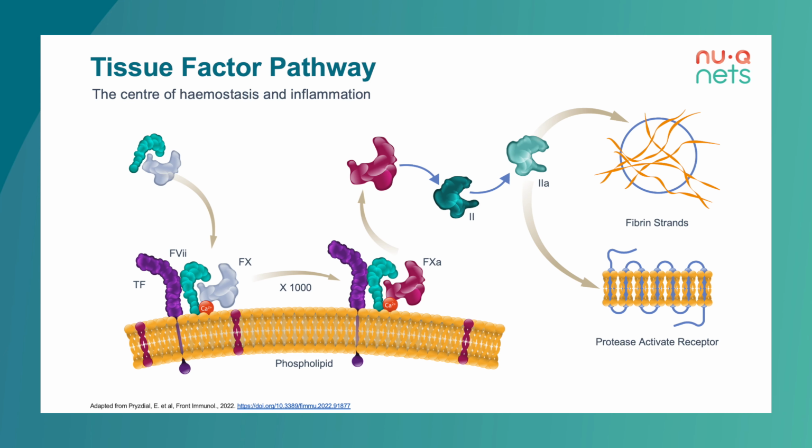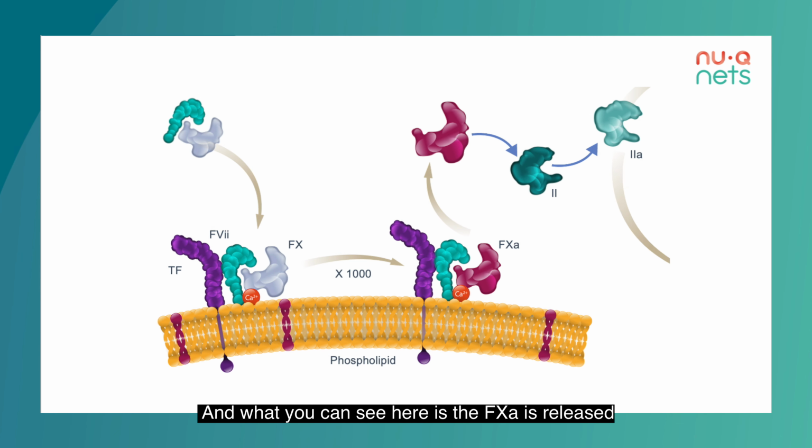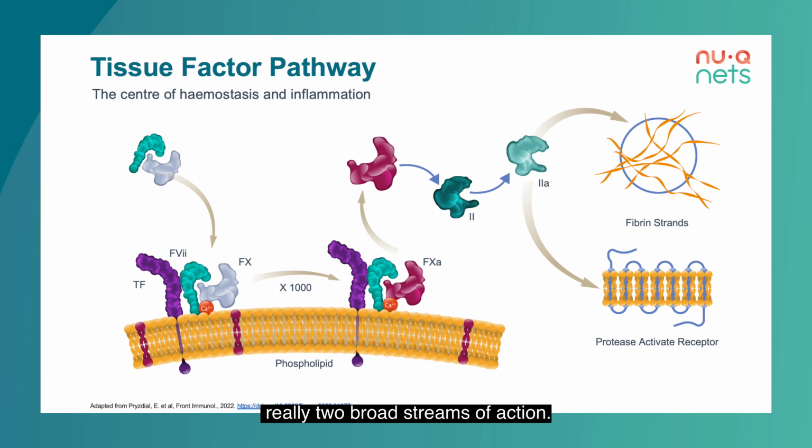This is the tissue factor pathway. We covered this in the last talk. You have tissue factor exposed, binds factor 7, and generates trace amounts of factor 10A. And what you can see here is the 10A is released, and that acts on factor 2 to convert it to 2A, thrombin. And that's picking up what I mentioned to you before, that thrombin has two broad streams of action. One is to convert fibrinogen to fibrin, and the other is to work via protease activated receptors. The protease activated receptors are on many cells. There's type 1, type 2, and type 4, and they have a plethora of effects.